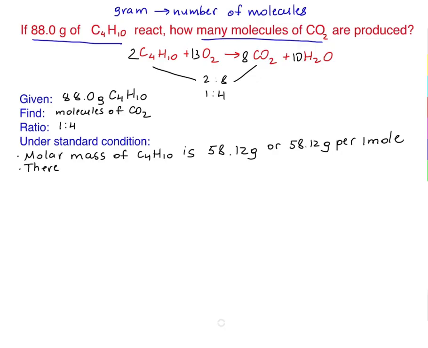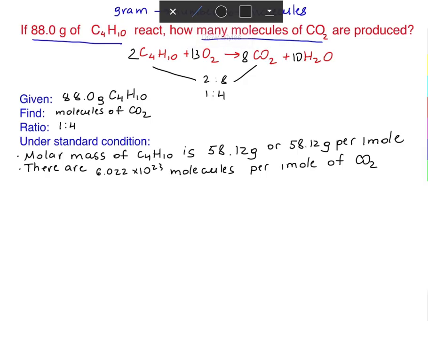So the next thing you need to find is how many molecules of carbon dioxide are produced. For that, you need to know under standard condition how many molecules of carbon dioxide you have per 1 mole of carbon dioxide. So you have 6.022 times 10 to the 23 molecules of carbon dioxide per 1 mole of carbon dioxide. And remember, sometimes they may ask you the number of atoms, the oxygen atoms, within the carbon dioxide, and that's going to be a little bit different. You just have an additional step where you need to find the ratio between carbon dioxide and oxygen.